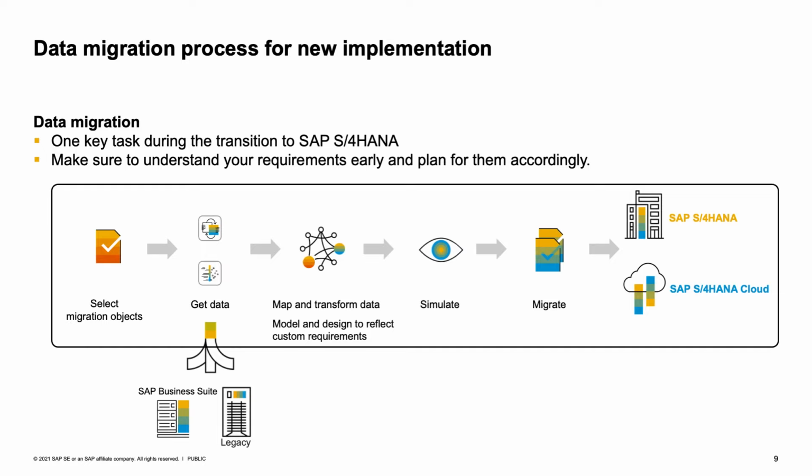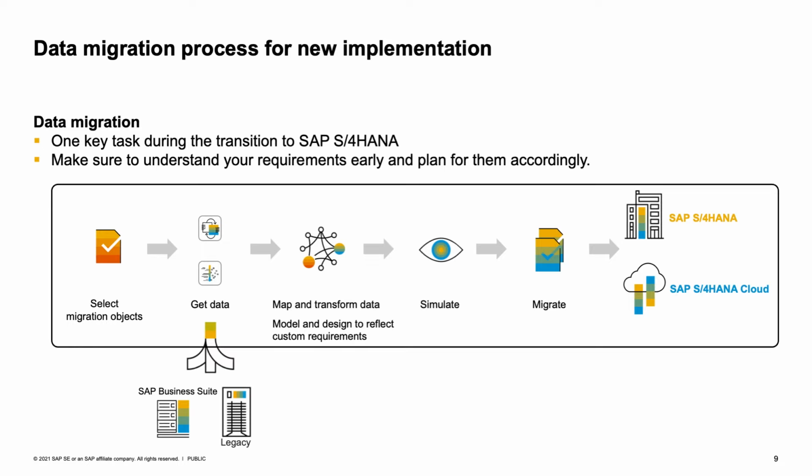Now let's see what the data migration process looks like. The data migration process for the new implementation has two points to remember. First of all, data migration is only one key task during the whole transition to SAP S/4HANA. And the second point to remember, make sure you understand your requirements and plan them as soon as possible.